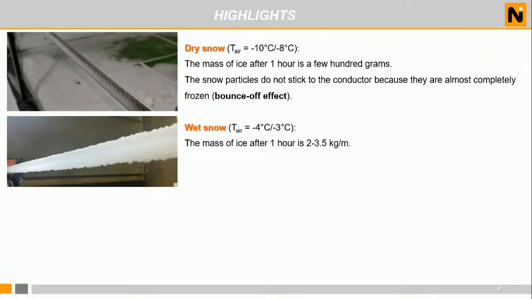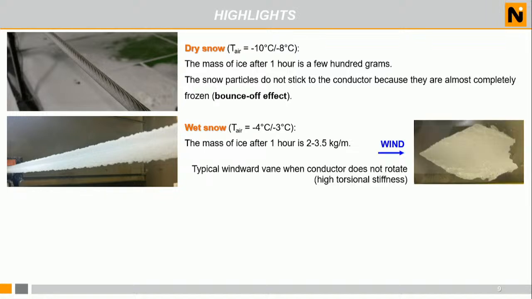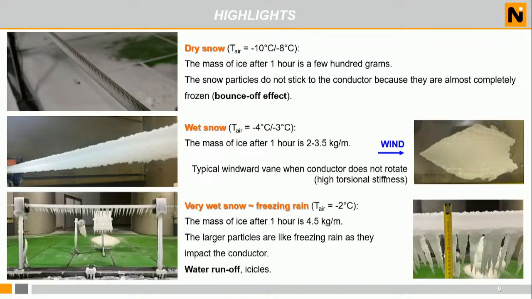If the snow is wet, and this happens because the temperature is a little bit higher, then we had very significant masses of ice, in the order of some kilos in 1 hour. This is a typical form that we had when the conductor was fixed, so not rotating, and we see this vein at the windward side. And if the snow becomes even more wet, we are going in the direction of freezing rain. So basically, it's not snow, it's almost rain when it is impacting the conductor. In this case, we see water runoff, so the formation of these icicles.